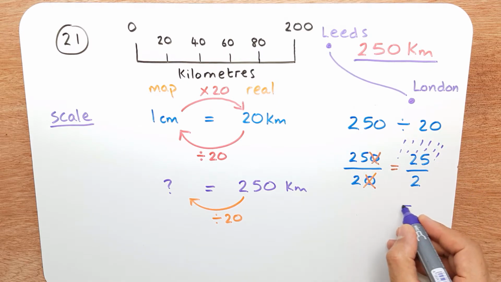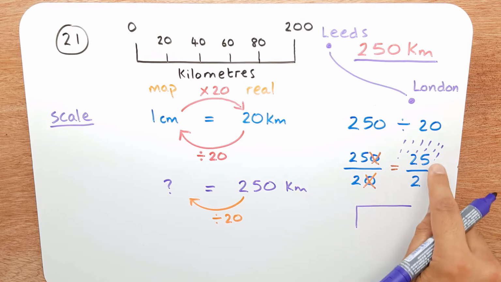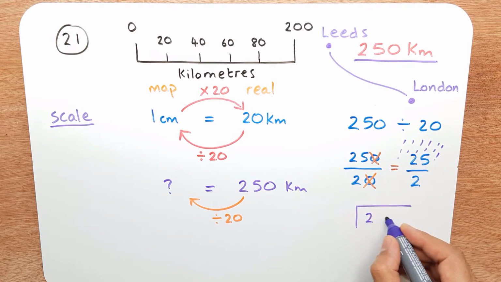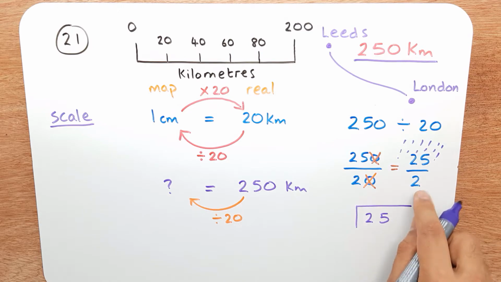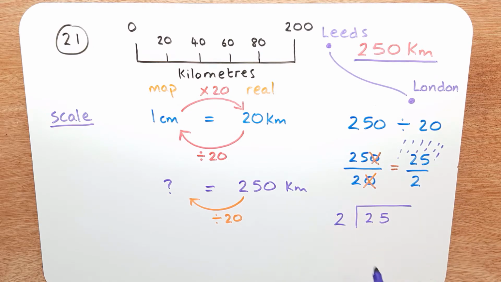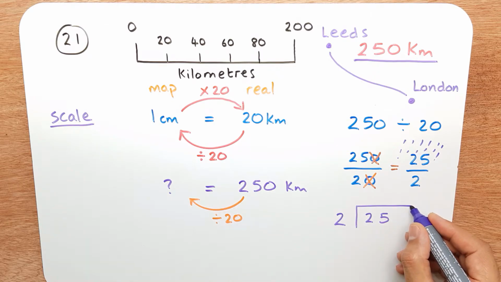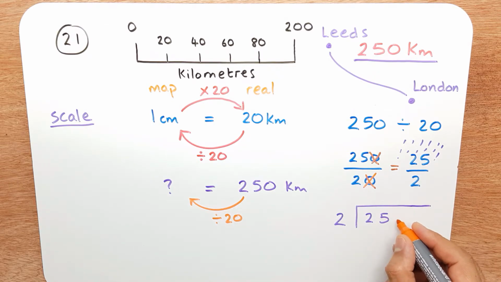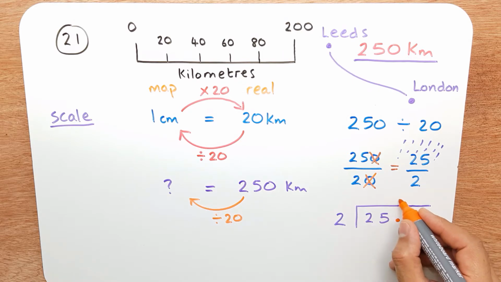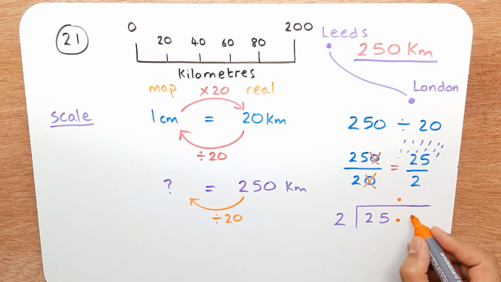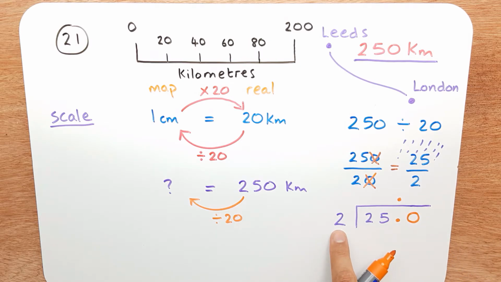Let's build a bus shelter. Put 25 inside and 2 outside. Now that's an even number, that's an odd number. So if you divide an odd number by an even number, you're going to get a remainder or a decimal. So what I'm going to do is extend the bus shelter, and as before, put a decimal point here and here, and I'm going to add a 0 to help me.